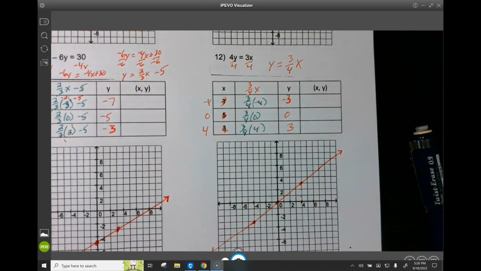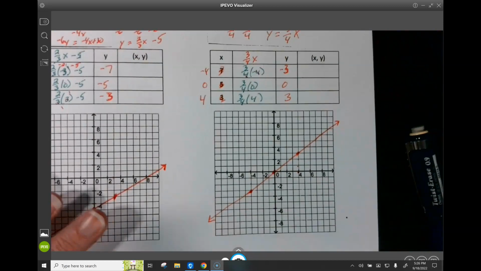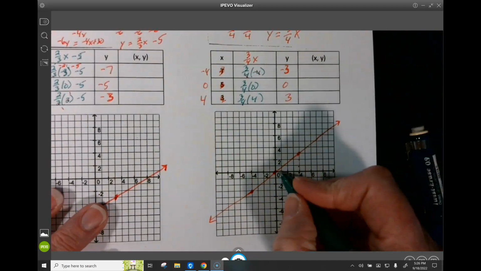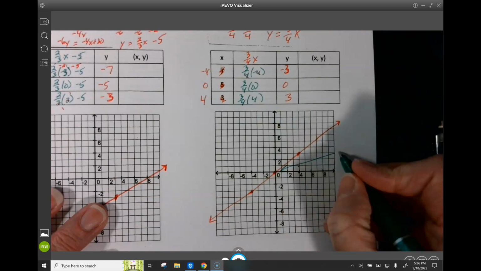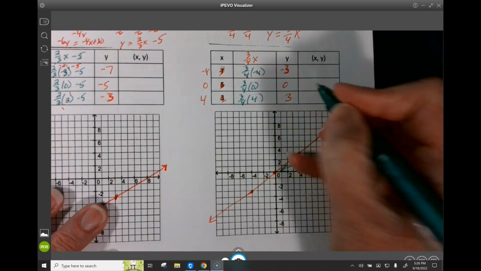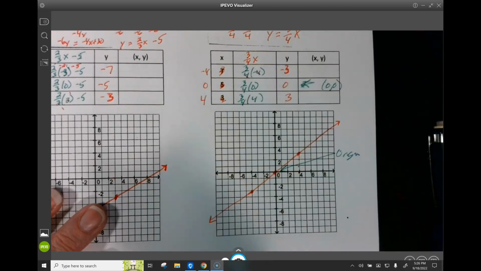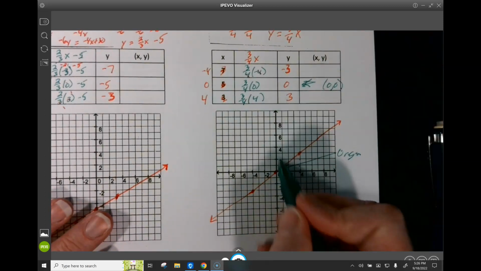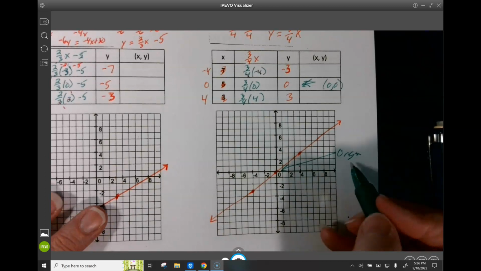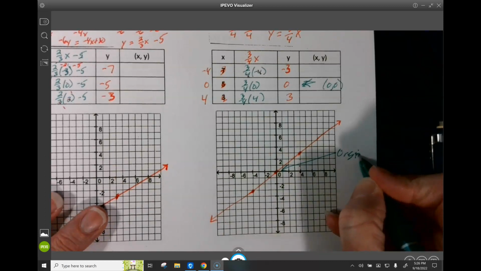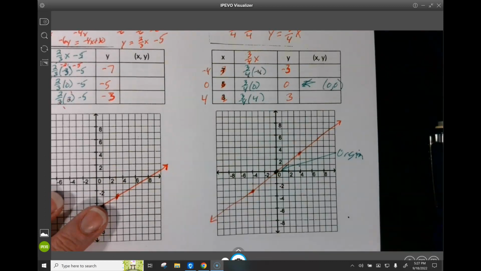Okay. Now, one other thing, just to make sure, notice that this goes through the origin. What is the origin? This point right here. That's called the origin. It's the point 0, 0. That's where the two axes cross. So if we ever talk about the origin, we're talking about right here. Good. Let's see what's next.